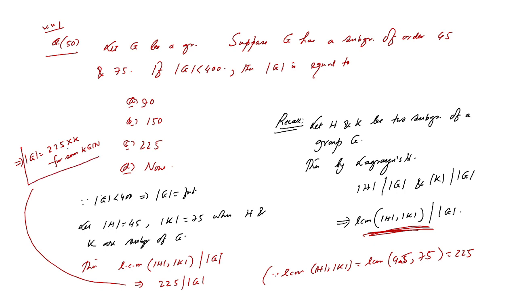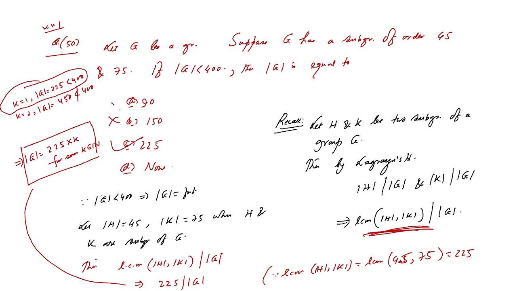So this is the relation. Now if we put K equals 1, the order of G will be 225. If we put K equals 2, the order of G will be 450. And 450 is not less than 400, but 225 is less than 400. So this is the only valid case. So obviously option C is correct and all other options are false. So this is a very important question. Okay.